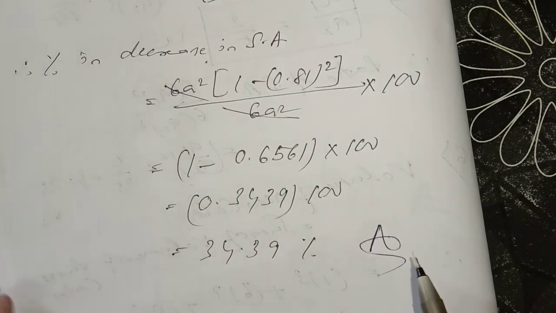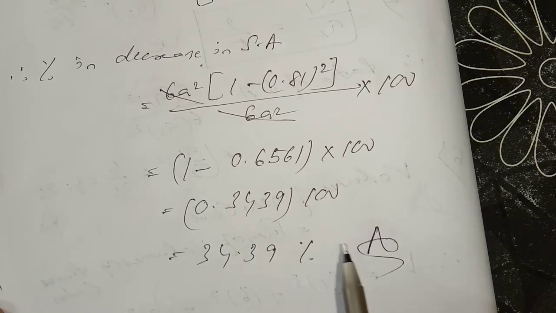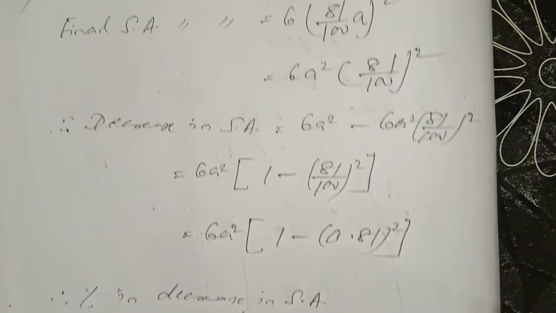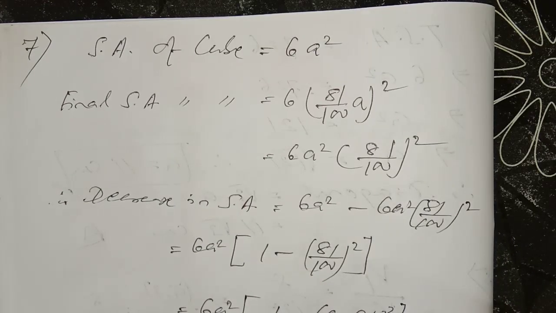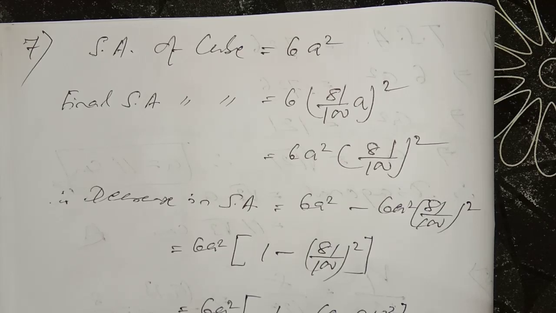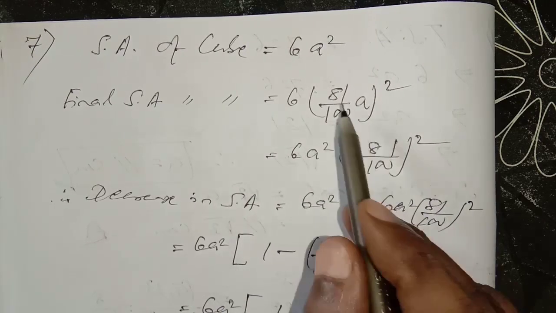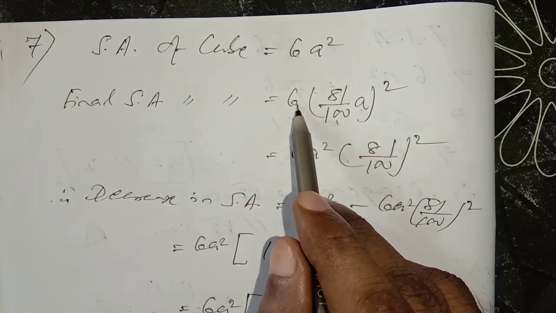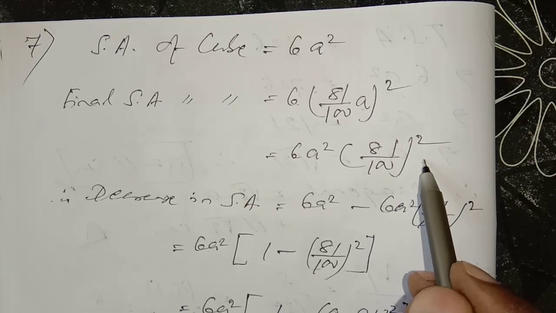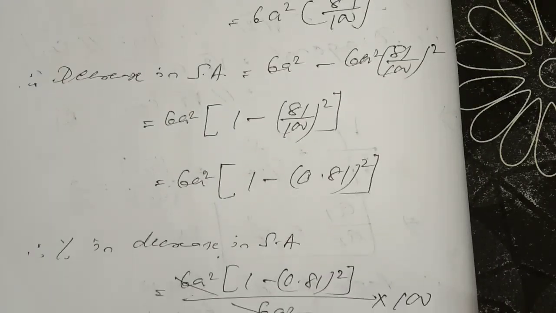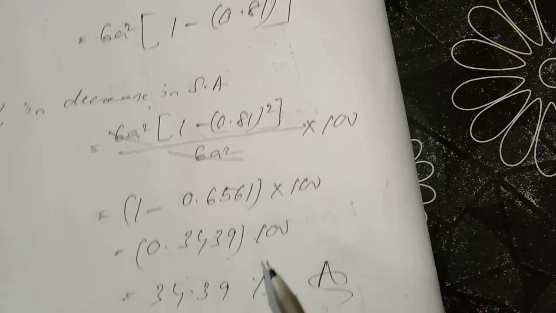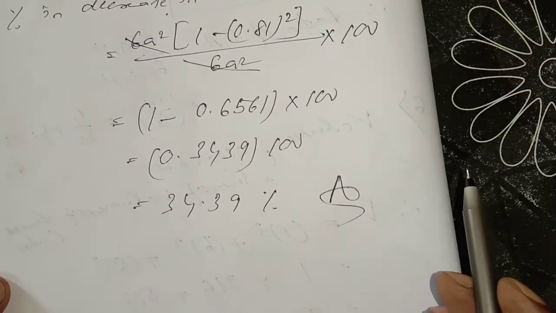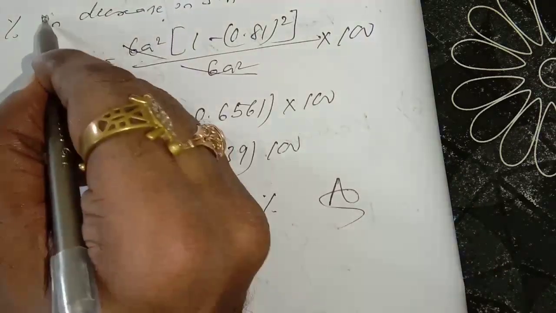Just apply the formula here. That is the percent decrease in surface area you have to find out. The initial surface area of the cube is what? 6a square. The final surface area when it is decreased by 19% will be 81 by 100 a whole square. As you know, the surface area formula is 6 into side whole square. In this way you have to write the decrease in surface area, then cancel 6a square, then after simplification you are getting 34.39%. This is the percentage decrease in surface area.